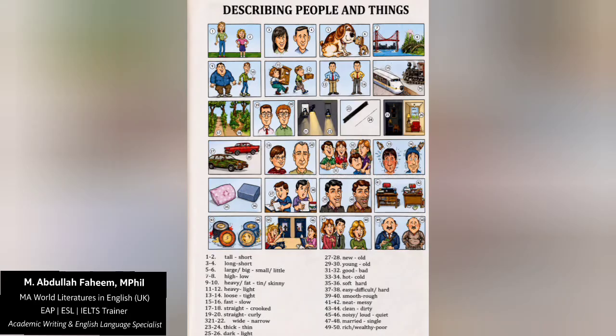This is a chart with different descriptions of looks of different persons. You can use vocabulary words that are in the bottom of the page and can compare different personalities and can understand how to use it.